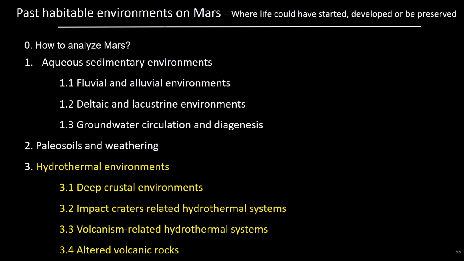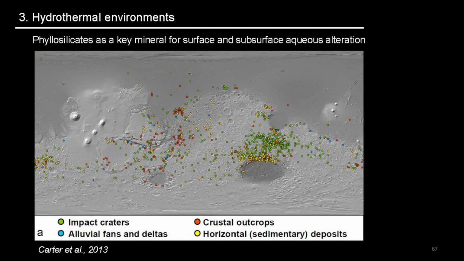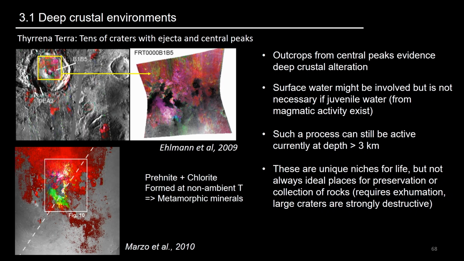And so to finish, in the last 2 minutes, hydrothermal environments. I can go quickly through the first part because I think yesterday the map of phyllosilicates on Mars showed a lot of locations. Many of them are impact craters, as you can see in green here, and many of them are crustal outcrops. So of course we have the deltas as in Jezero crater, we have sediments, but we also have a lot of crustal locations. So we know the crust was altered, we know there was water in the crust, and maybe there's still water in the crust, deeply buried, currently.